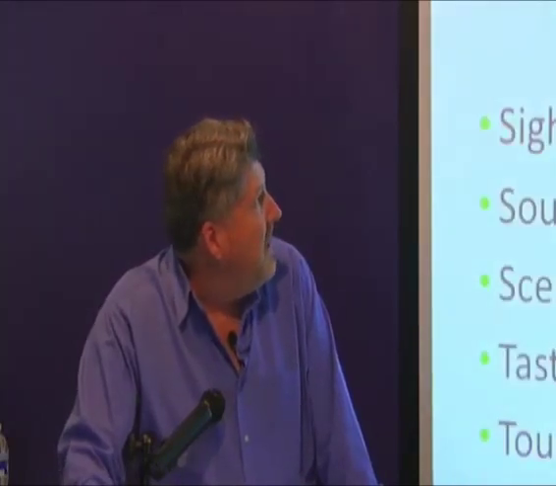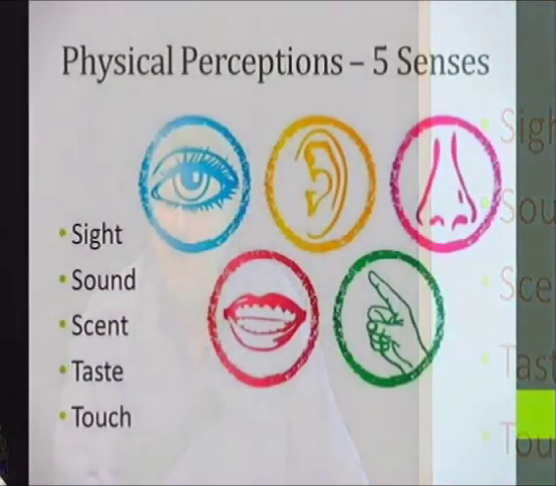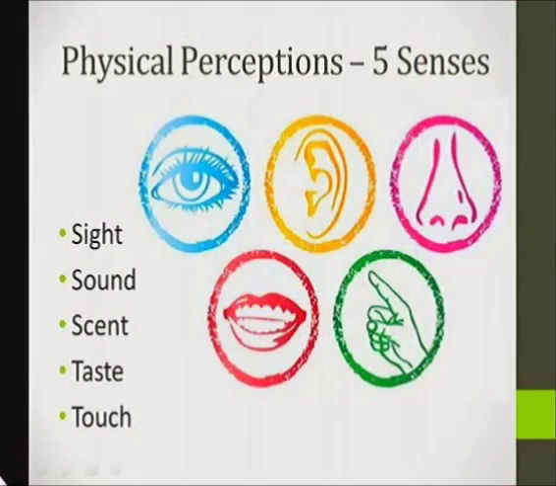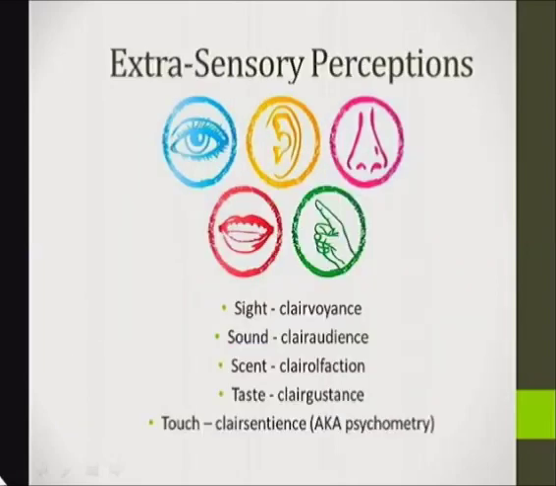So let's talk a little bit about states of consciousness, or actually let's move to physical perceptions. This may not be in your notes. Might end up in next week's notes because I started moving slides around after putting the handouts together. What are our physical senses? Sight, sound, scent, taste, and touch. Well, we have corresponding psychic senses to each of our physical senses. For sight, we have clairvoyance; sound, clairaudience; scent, clairolfaction; taste, clairgustance; and touch can be called clairsentience, or sometimes psychometry. That's another older term for that.